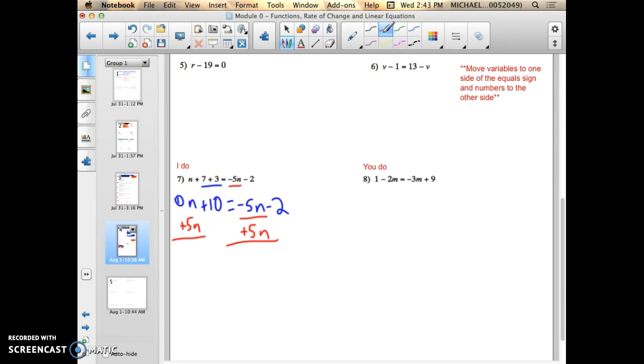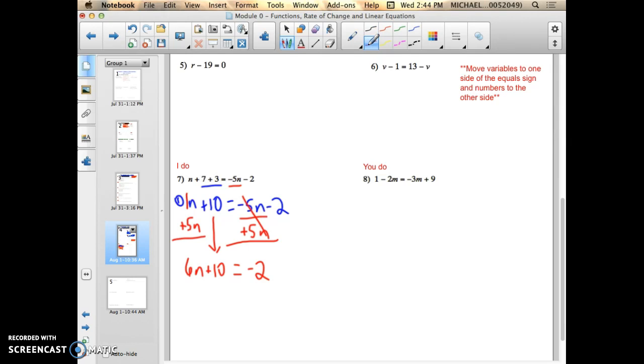n plus 5n. Again, if you remember combining like terms, this is technically 1n. So 1n plus 5n is 6n. And then I still have this 10 that I didn't do anything with, so I'll drop it down. Plus 10 equals negative 5n plus 5n. They cancel out, so I'm left with negative 2 on the right-hand side. Now I just have variables on my left-hand side.